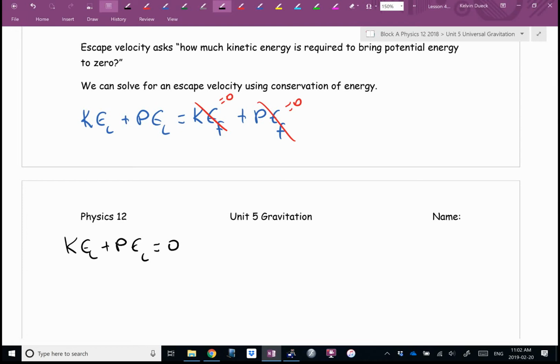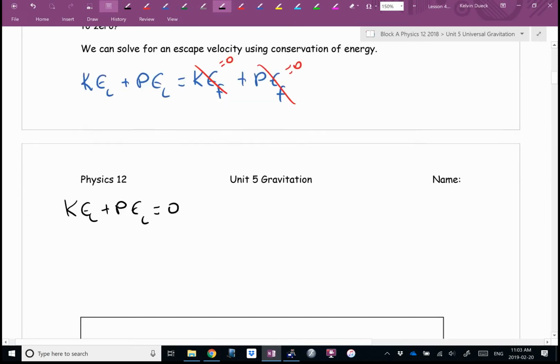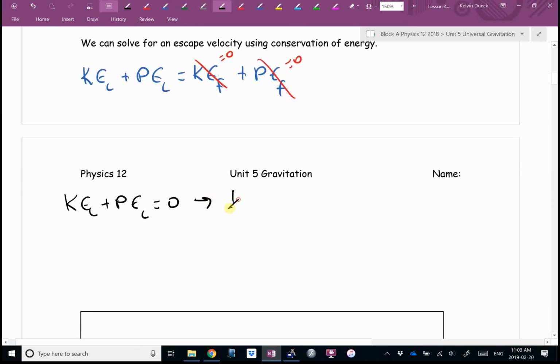I'm not saying that I have no energy here. I'm saying how much energy do I need to start with so that the negative potential and the positive kinetic perfectly cancel out and I end up with nothing left over. Kinetic energy is a half mv squared. Potential energy, are we cosmic here? Can we use mgh? No. Is going to be negative big G, big M, little m over R initial. That equals zero.